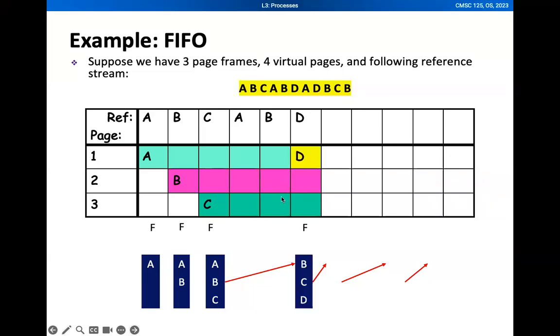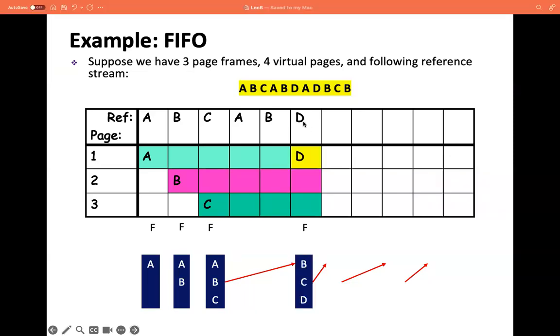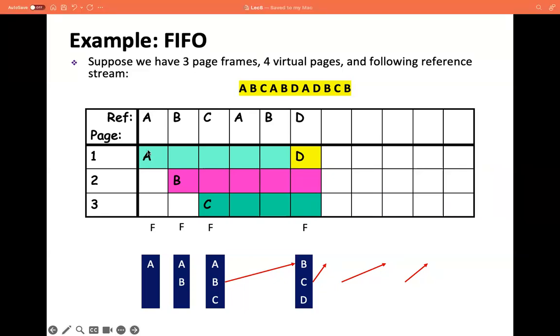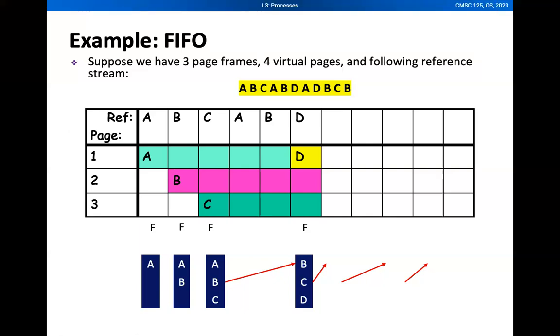We do nothing. And now D is a virtual page that aims to use the main memory, but we don't have any free frames yet. So what are we going to do? Which would be the victim frame? That would be A, because A was the first one to be loaded in the main memory, so it will also be the first one to be swapped out. So we replace A with D.